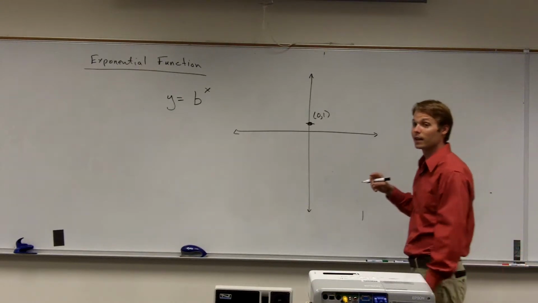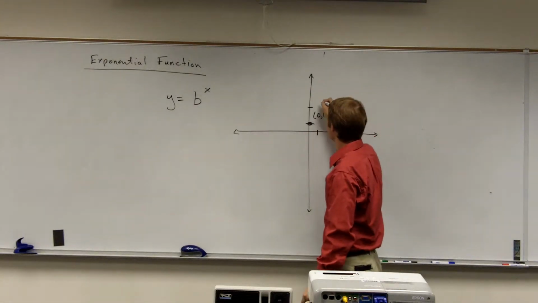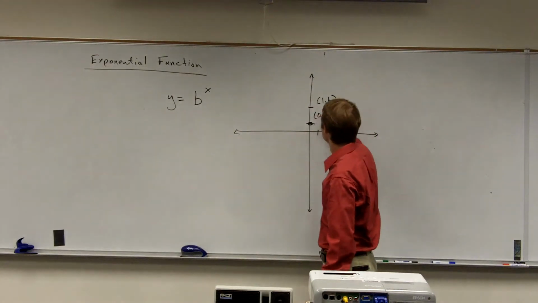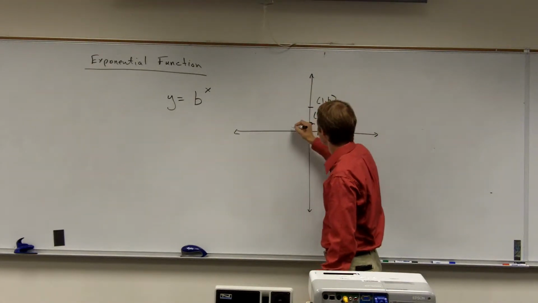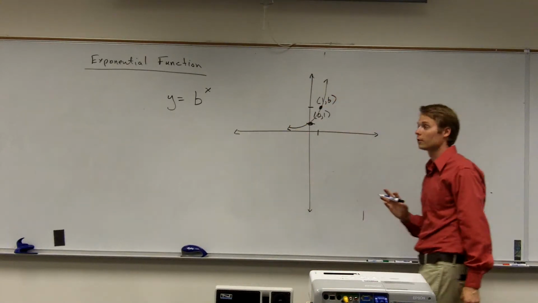1, b. Right, exactly. The other ones were 1, 2, and 1, 3, right? So here, 1, b, because b to the first power is b. So you can always figure that out, and you can always have those 2 points fairly easily to figure out the graph.